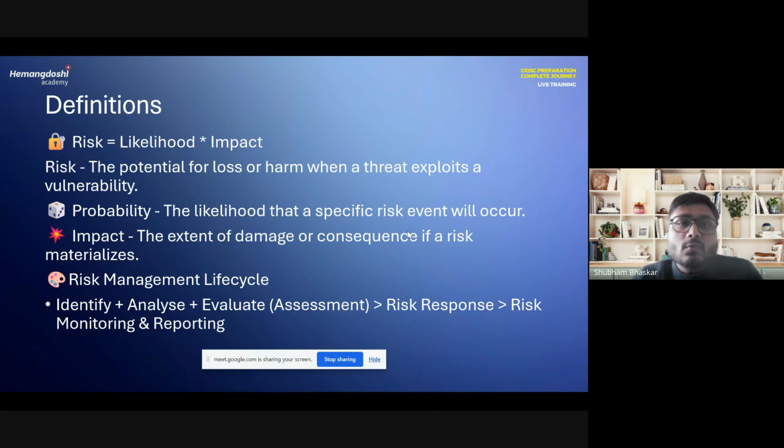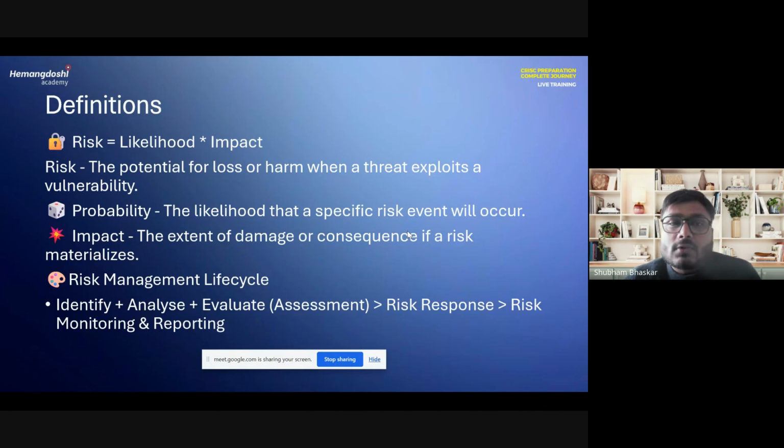So how does it work? Risk is likelihood into impact, in the simplest terms. Likelihood can be used interchangeably with the word probability, which I believe is the same. Probability, likelihood, they will keep using the same term interchangeably, right? So risk is nothing but a multiplication of the likelihood of an event happening into what the impact will be if it happens, right?